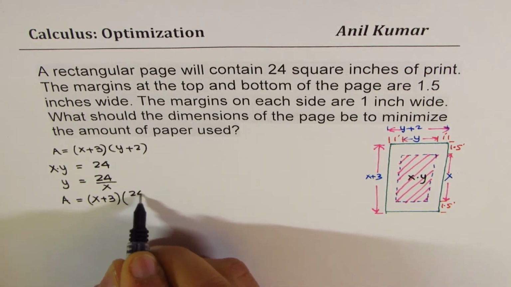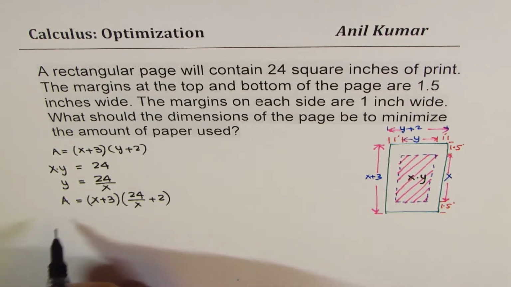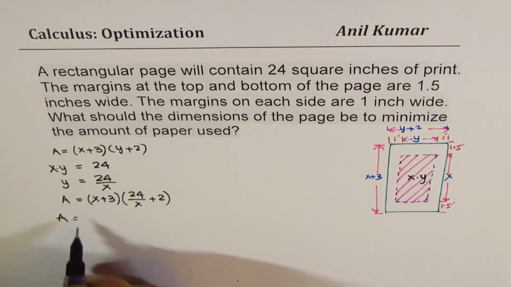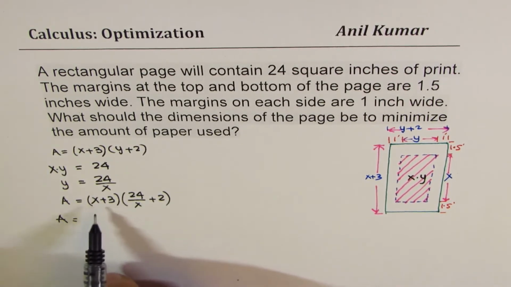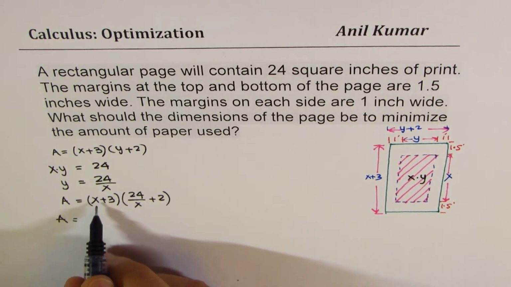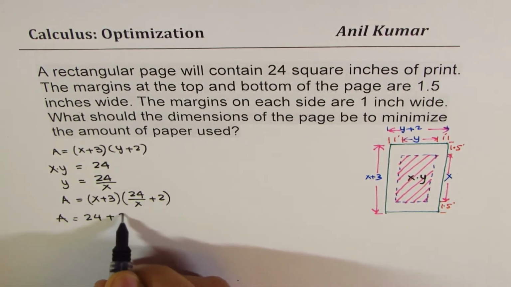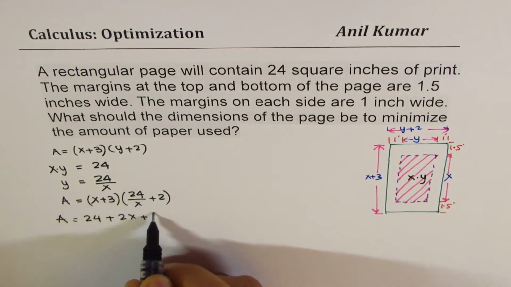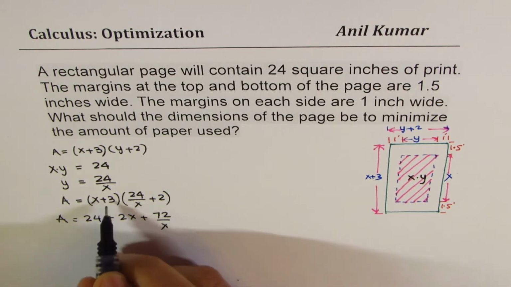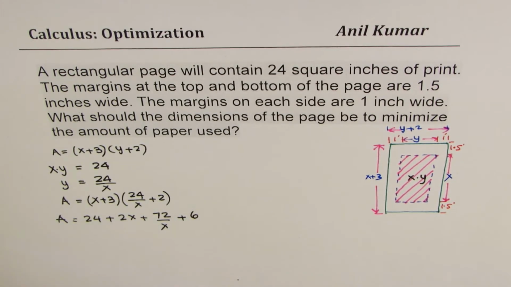So y is 24 over x plus 2. Let's expand this. You could use a product rule to find derivatives, but it's simpler to expand and then do. So if I multiply by x, I get just the number 24 plus 2 times x. If I multiply by 3 times this is 72 over x, and 3 times 2 is 6. So we get all these terms here.